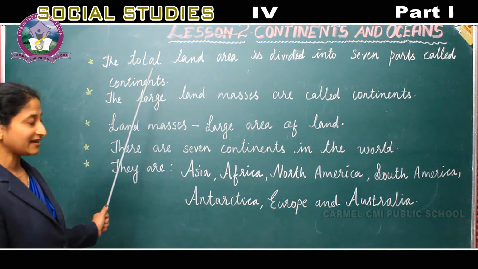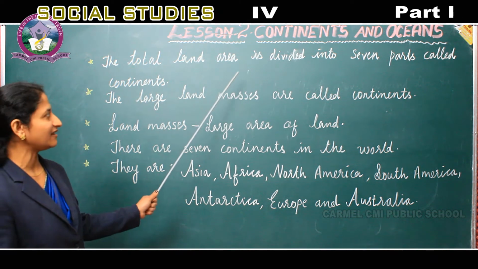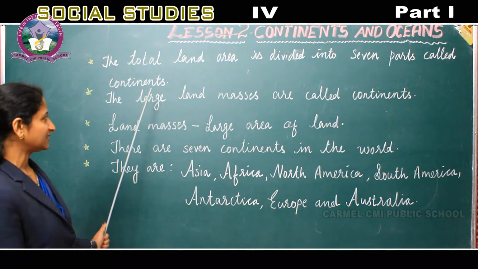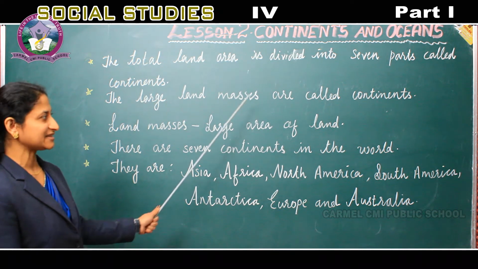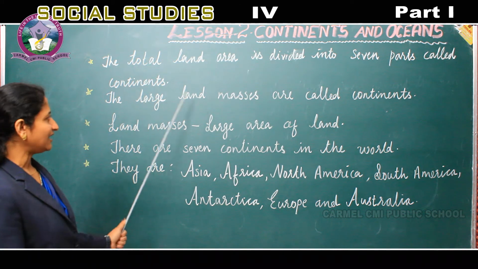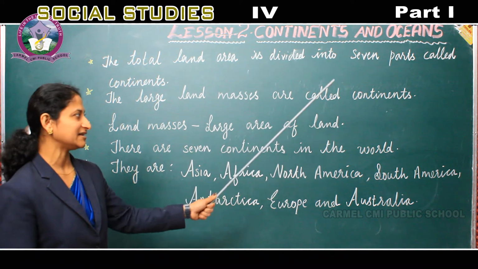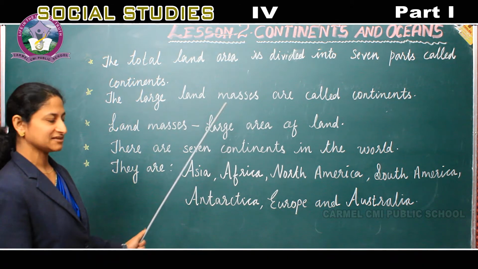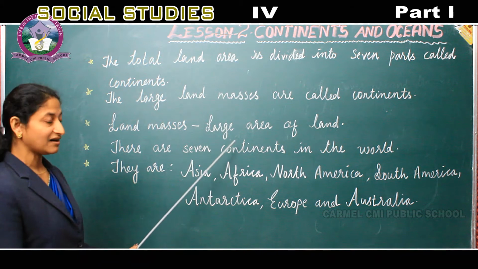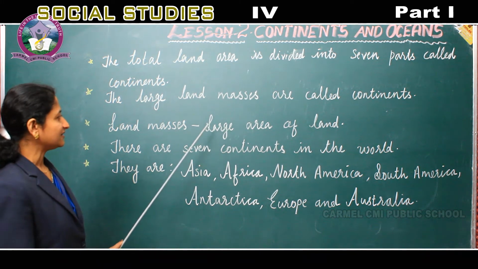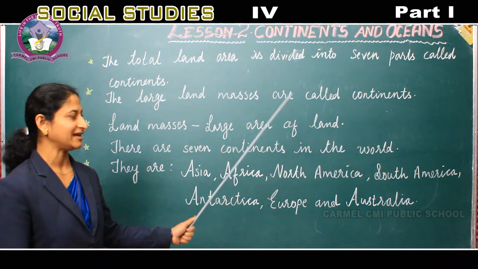We have studied that the total land area is divided into 7 parts called continents. What are continents? The large land masses are called continents. Then, what is the meaning of the word land masses? Land masses means large area of land.